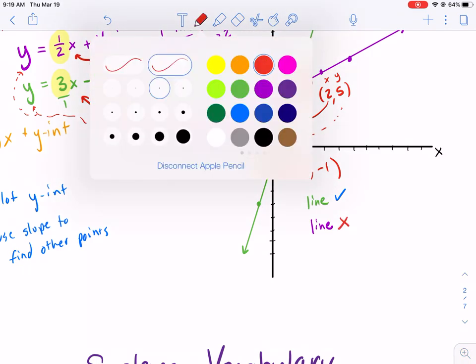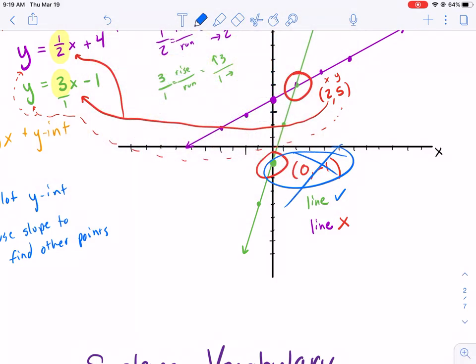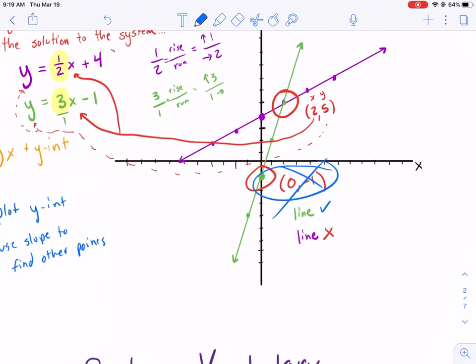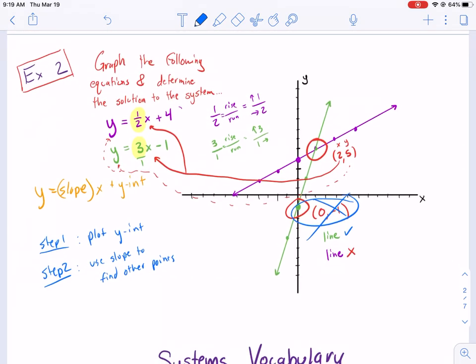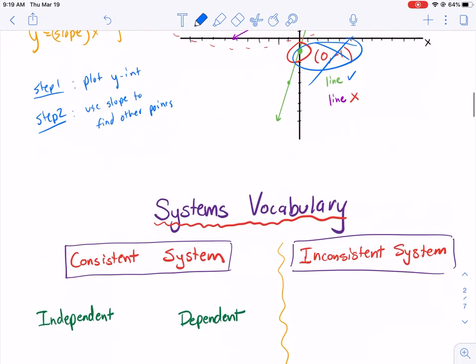That's why 0, -1 is not a solution, because it is not satisfied by a single x and y value. Okay, so it's where they intersect, which is clearly 2, 5. And that's how you do example 2.